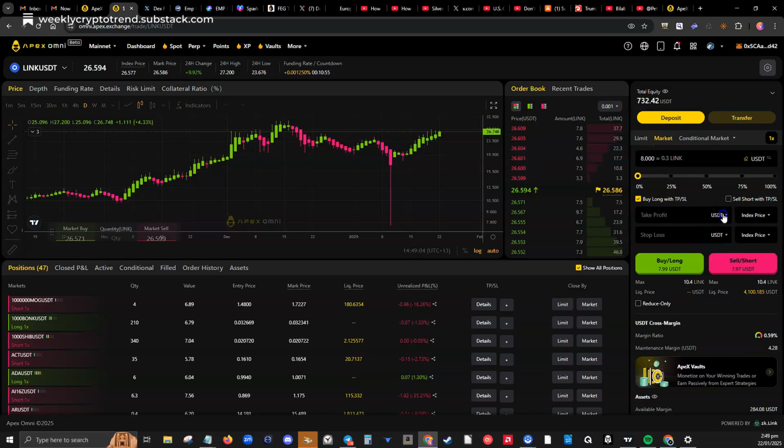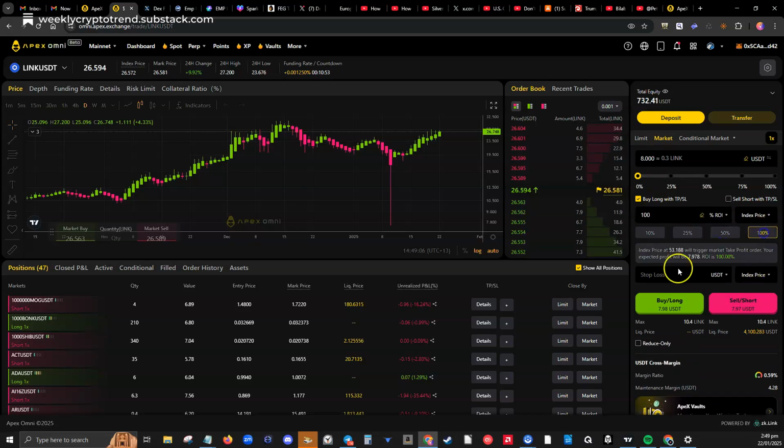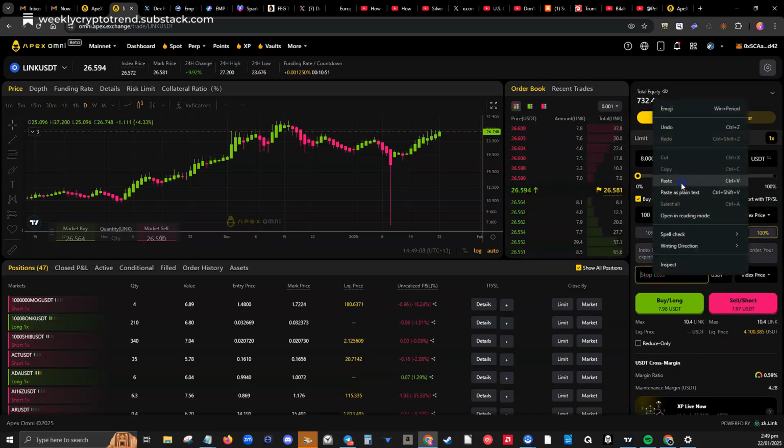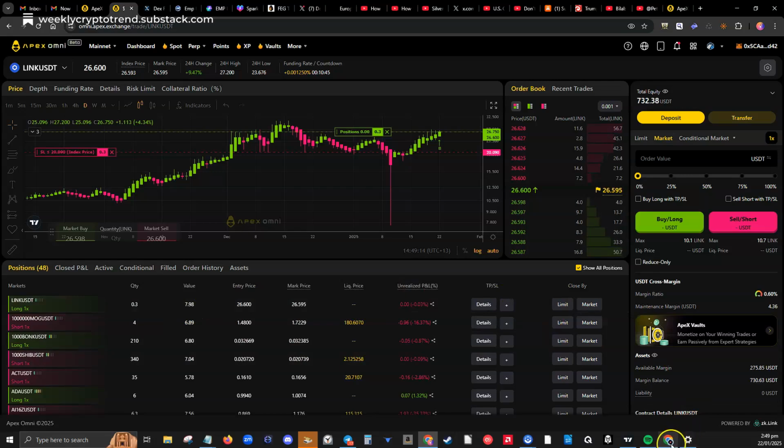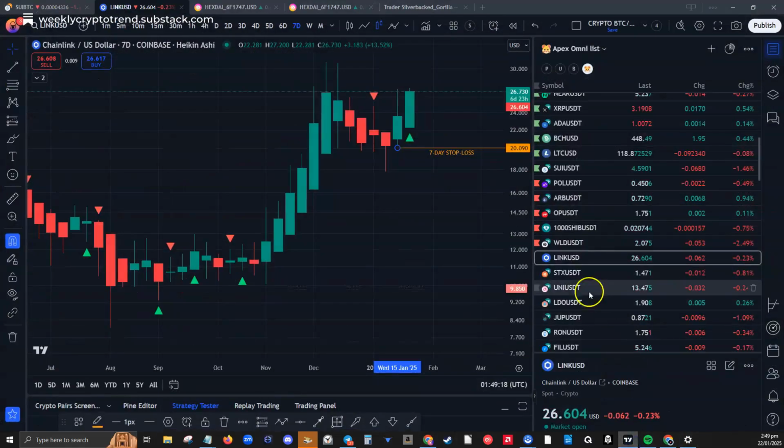Take profit. 100%. Stop loss level. Base and long. Nice. Leverage is right. Cool. So that's a long.